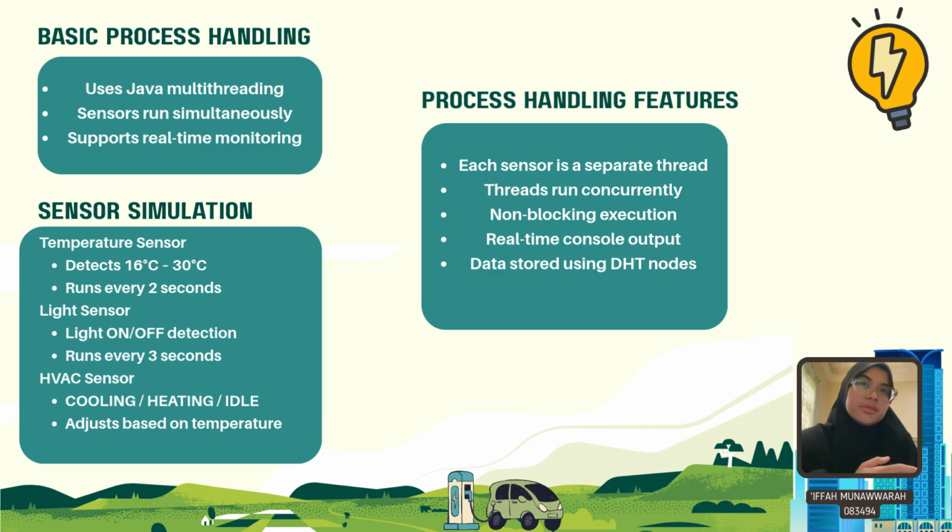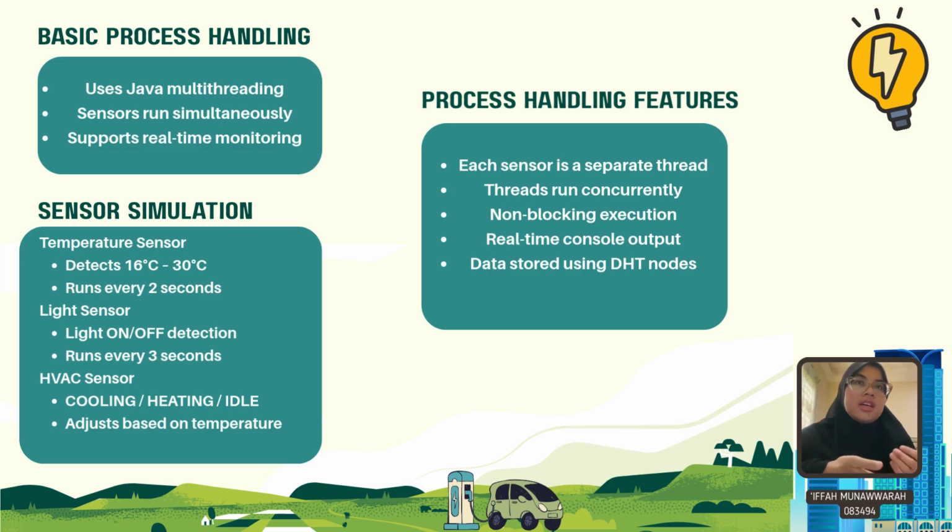System architecture. This slide shows the architecture of our smart building management system. First, there are 2 rooms equipped with sensors. Room A contains a temperature sensor with a range of 20 Celsius to 28 Celsius and a light sensor. Room B contains a temperature sensor with a range of 23 Celsius to 28 Celsius and a light sensor.